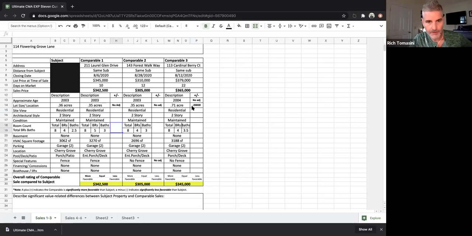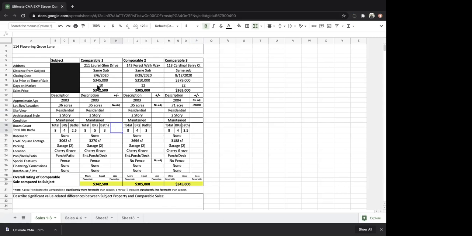345 to the 379. Okay, so the 0.71 to the 0.35 acre lot, sale 1 and sale 3 look like twins to me, more or less. But there is a difference in price, and the only difference that we can see between the two properties is this one's twice the lot size. Got it. So that's where you're coming up with the 20,000.